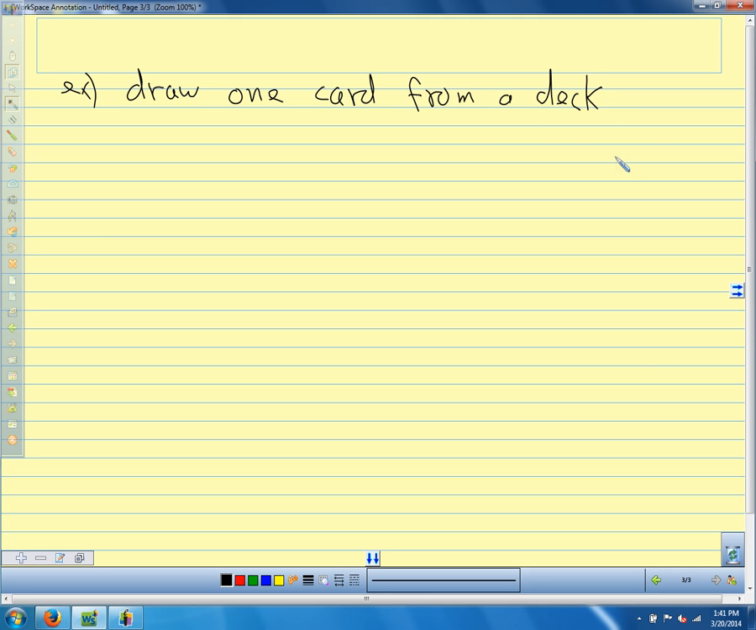Draw one card from a deck. We want the probability, and usually we write probability of whatever the event is in parentheses. Probability of drawing a king.